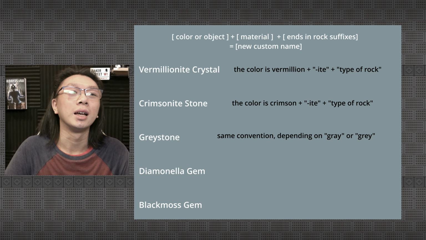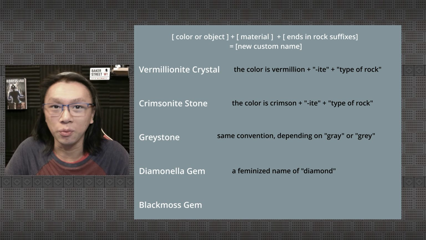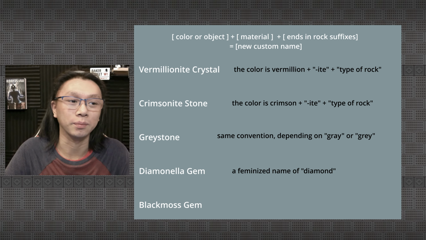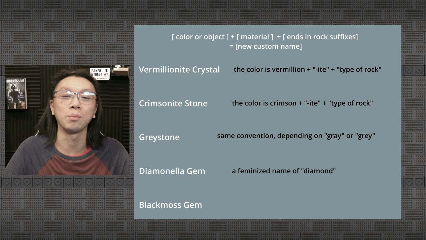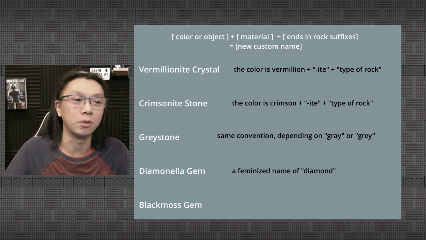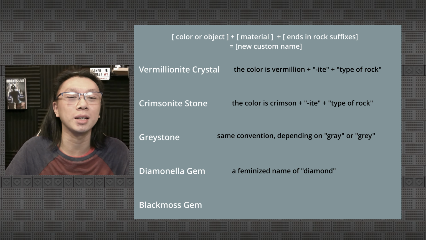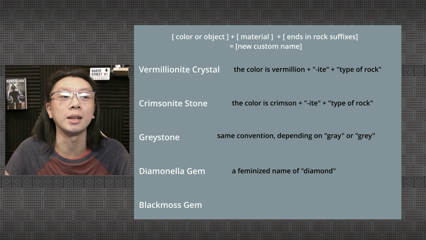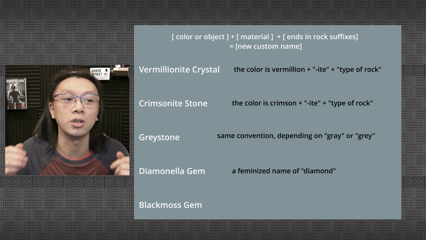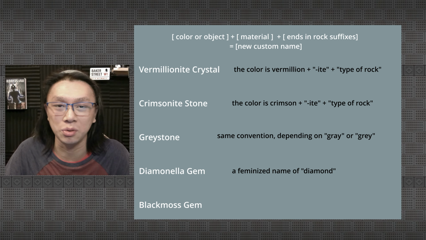The fourth one is diamonella gem. However, even though it doesn't use the equation from before, it is a feminized version of the name diamond. So diamond is a pretty popular gem and jewelry for women. So if you feminize the word diamond into diamondella and add the name gem behind it, well, in front of it, and smack it together, you get diamondella gem, which is again pretty self-explanatory.